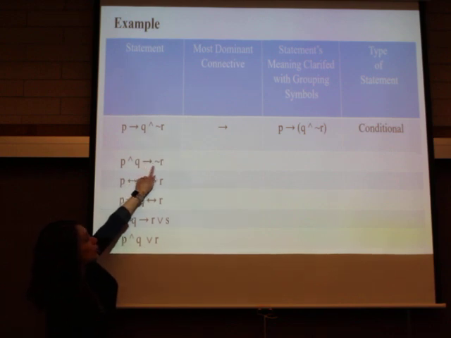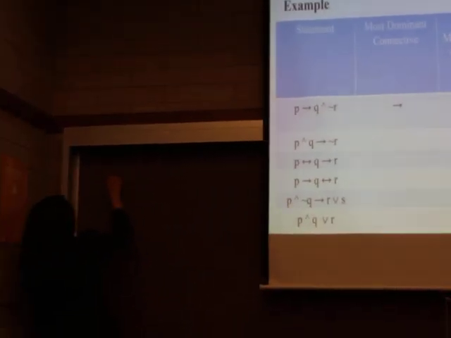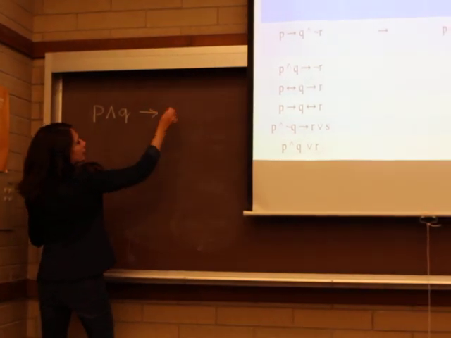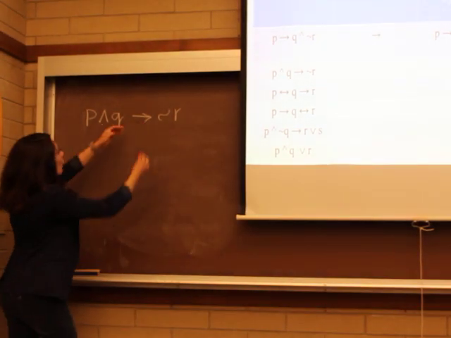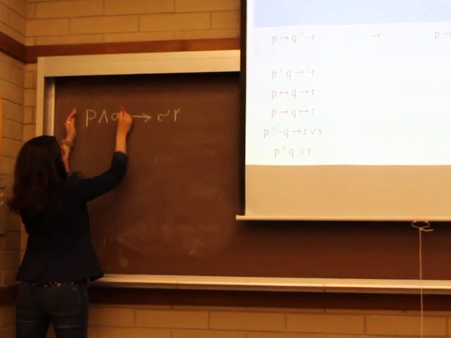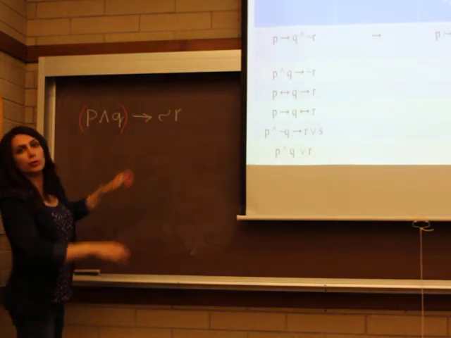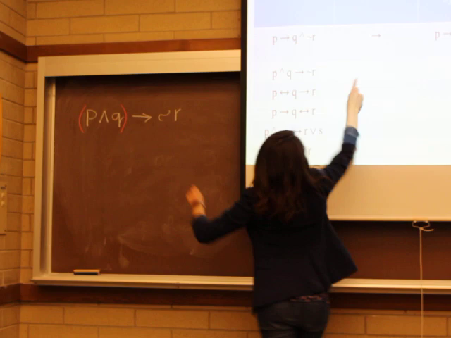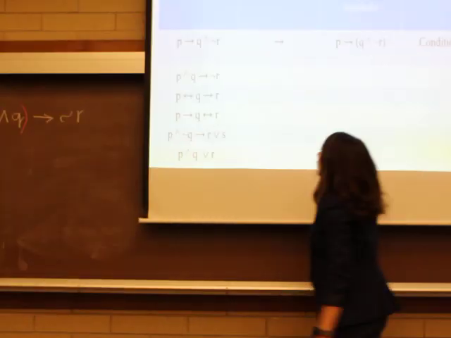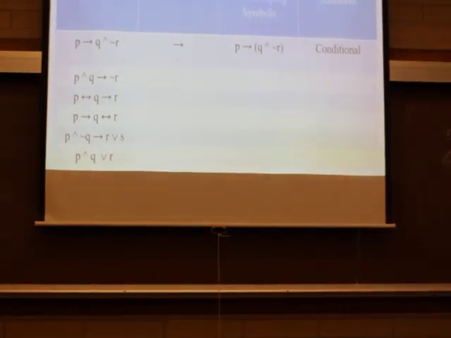I have and, conditional, negation. Which one is the most dominant here? It is the conditional. So I have P and Q, conditional, not R. This is the most dominant connective. Whatever you have before the most dominant connective is one group, and whatever you have after is another group. After, I have just one statement, so I don't put parentheses. So the most dominant connective is conditional, and I group that over there. So what type of statement do we have? We have conditional. Now look here.